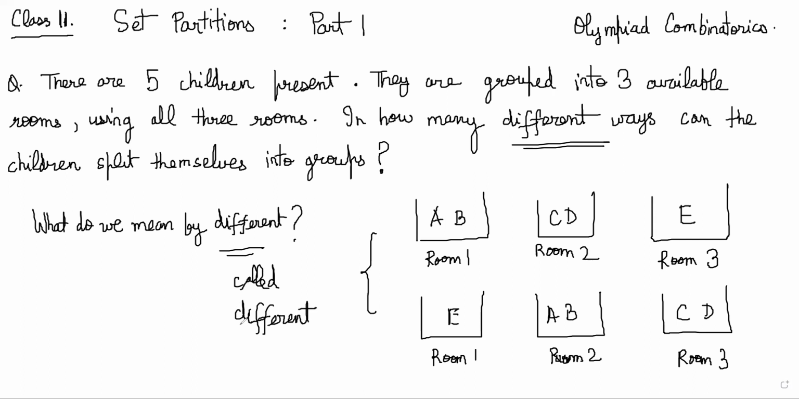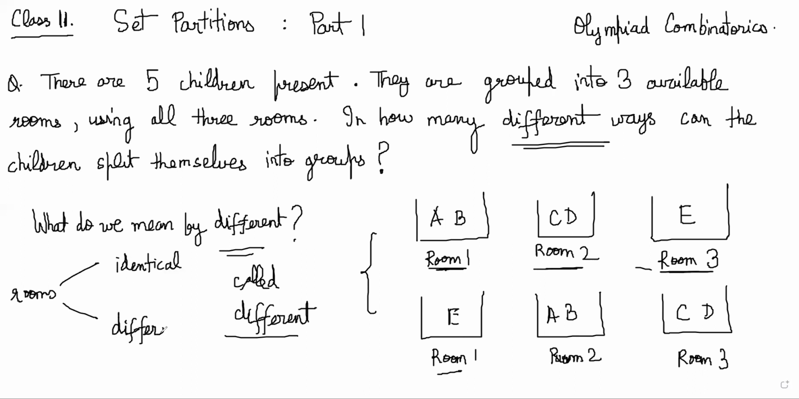Notice that this depends on whether the rooms are labeled or not, right? If the rooms are called room 1, room 2, room 3, then the rooms are basically different. Rooms could be identical and rooms could be different, right? So in this case, the grouping of children is the same, but they are placed in different rooms. So basically the rooms have been rearranged, right? Here room 3 had E and here room 1 had E. So this is just a permutation of the rooms, right? That can only happen if rooms were different. So that is a different question.